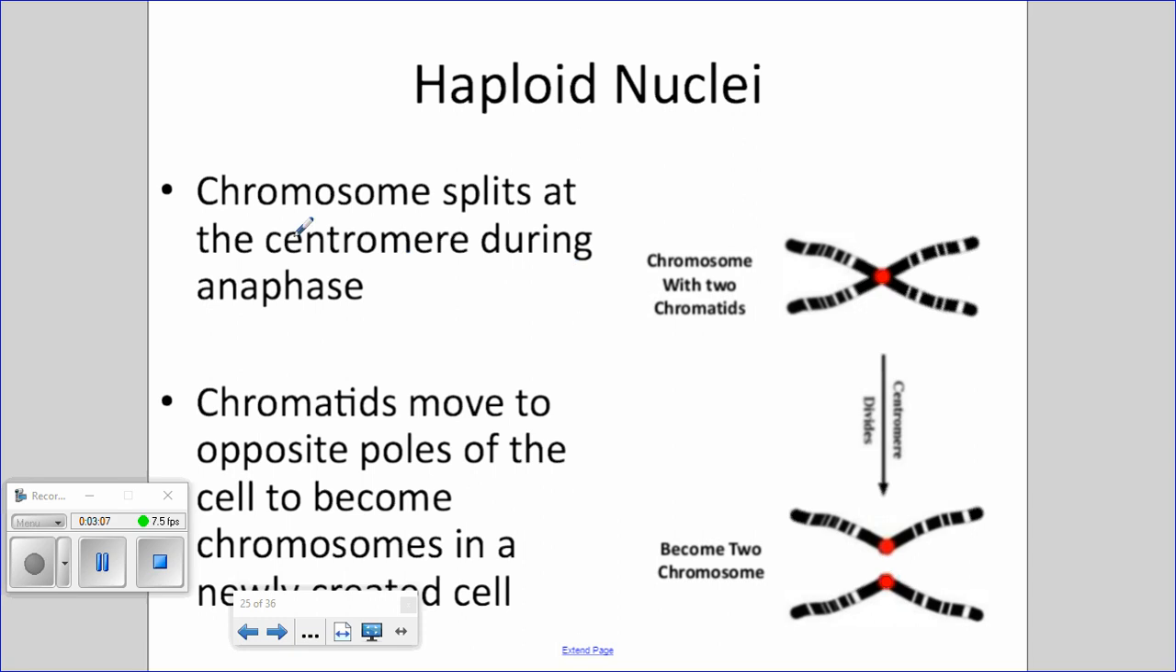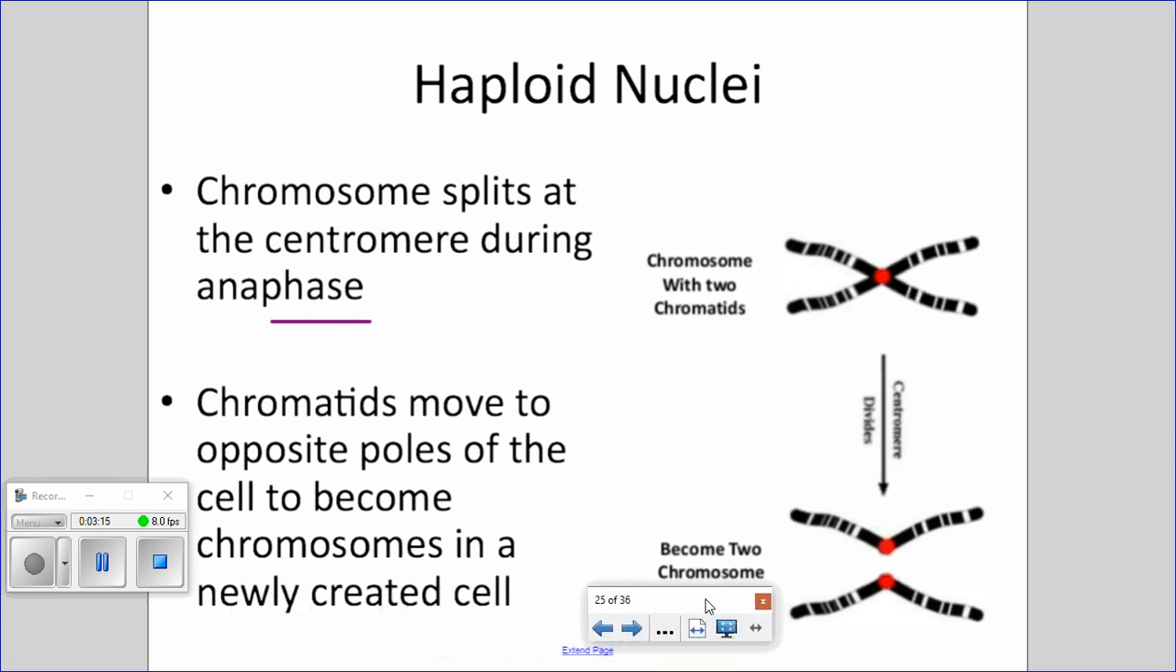In haploid nuclei, chromosomes will split at the centromeres during anaphase to give us our two sister chromatids. And then the chromatids will move to opposite poles of the cell to become chromosomes in these newly created cells.